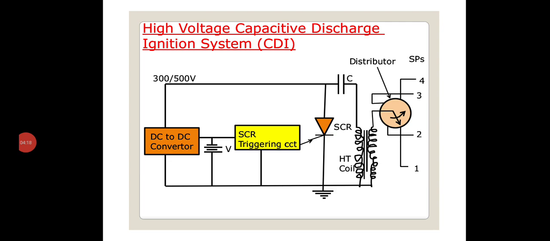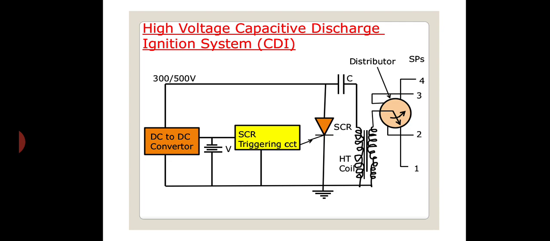Now the next system is the high voltage capacitive discharge ignition system, which is also called CDI, or we are saying it as a capacitive discharge ignition system. The detailed diagram is shown over here. In this system, a capacitor rather than the induction coil is used to store the ignition energy. The capacitance and the charging voltage of the capacitor determine the amount of stored energy.